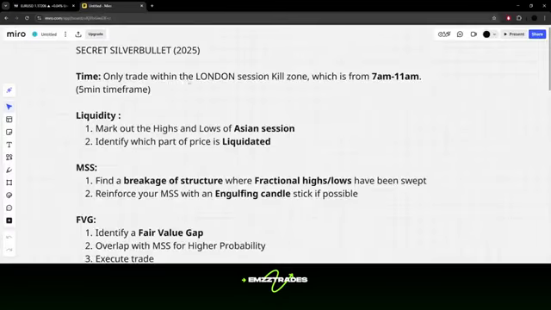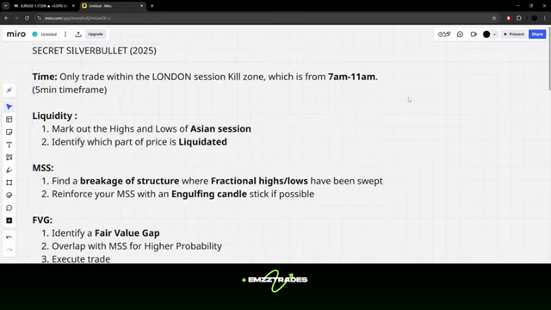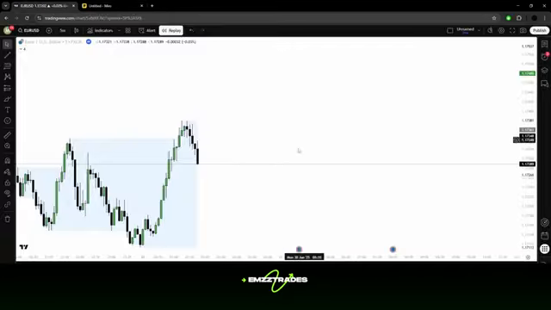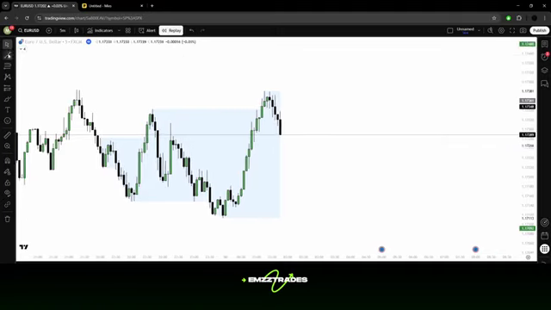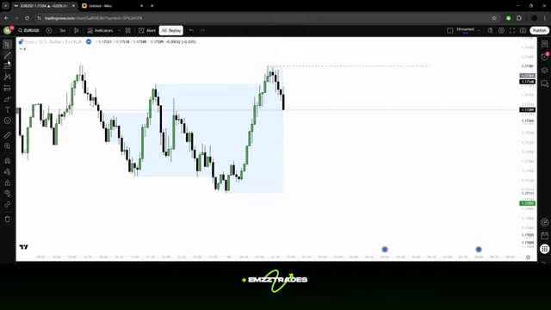So what you need to do is only trade within the London kill zone, which is from 7 a.m. until 11 a.m. okay, on the 5-minute time frame. You need to mark out the highs and the lows of Asian session. So that's what I'm going to do right now. As you can see, this highlighted blue area is all Asian session, because of the indicator that I'm using. And if you want the indicator, just comment down below and I'll send it to you. So as you can see, that's the highest point and this is the lowest point right here.